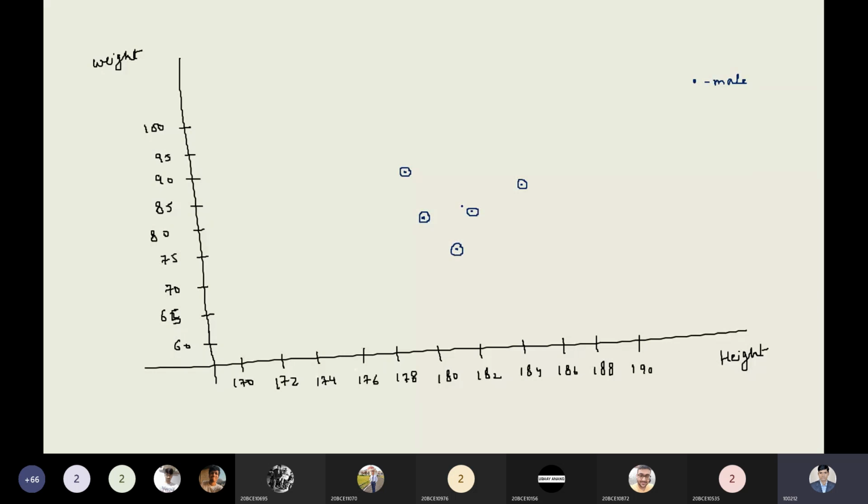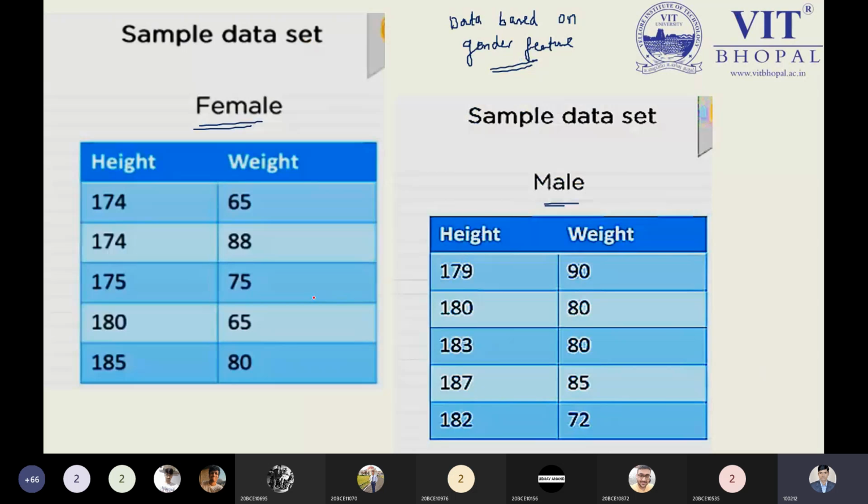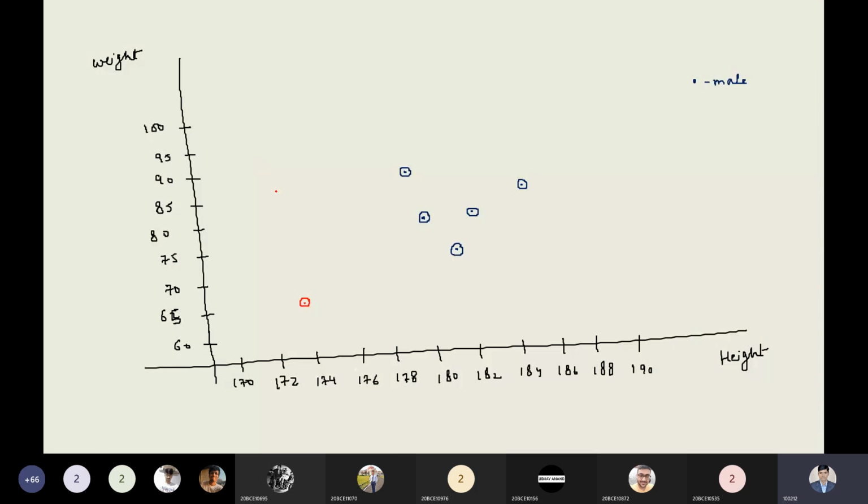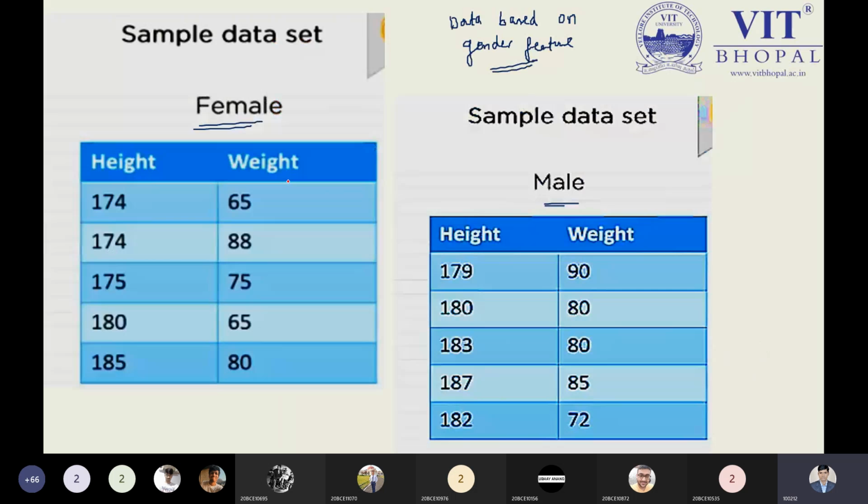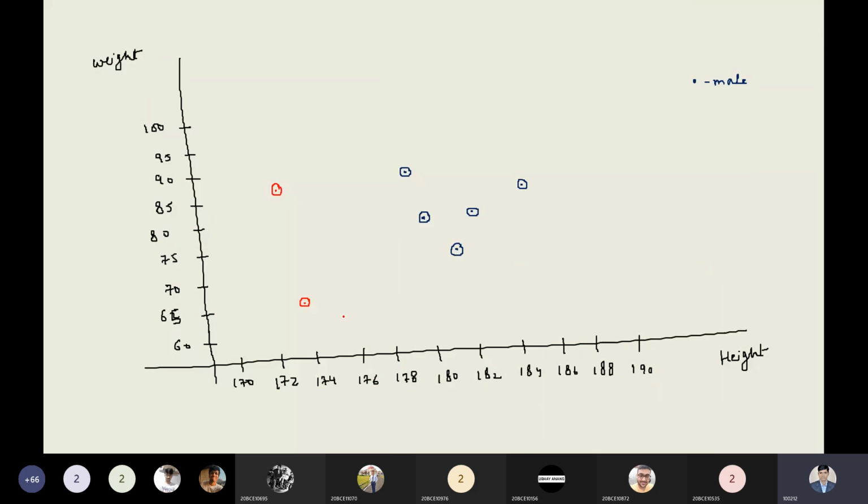Now I'm changing the color to use the female data, so we can easily understand. We have 174 and 65. So 174 and 65, so that would be over here. Tell me yes if I'm going wrong, so you can intervene. Is it right? Next one is 174 once again and 88. So 174 and 88. That would be around something like this one. Next one is 175 and 75, 175 and 75. So this would be around like this one.